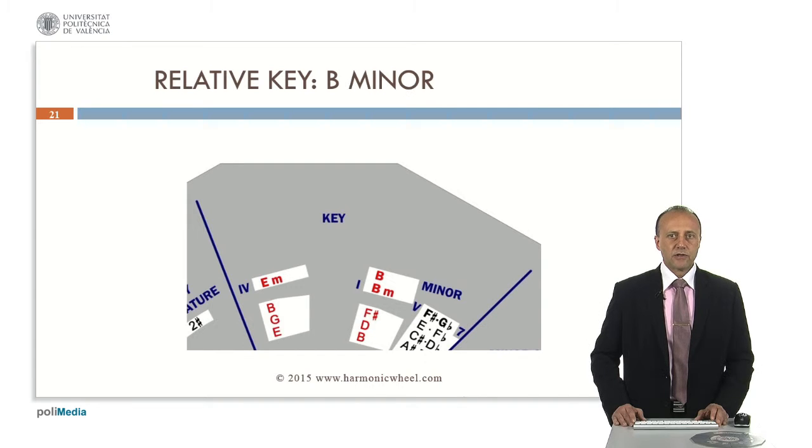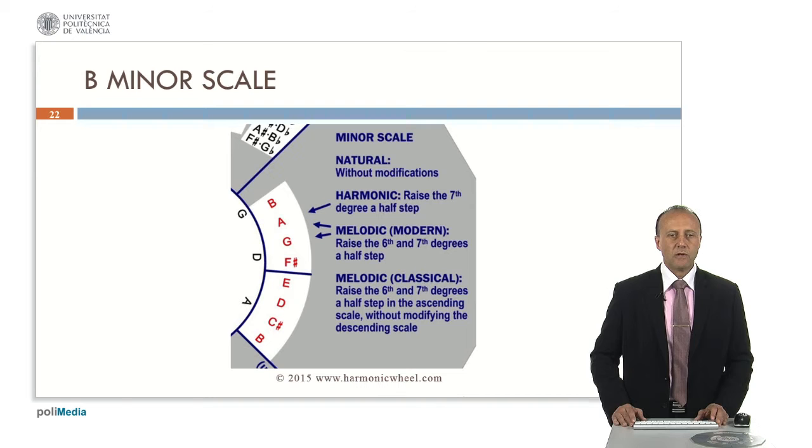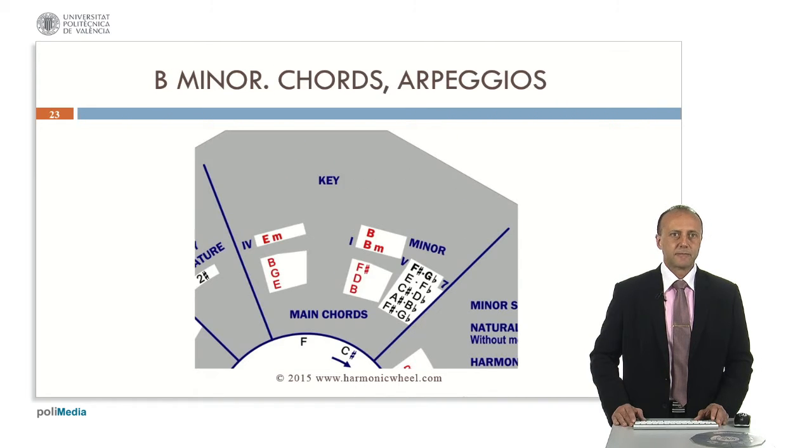If we choose the relative minor, B minor key, we find on the right the natural minor scale B, C sharp, D, E, F sharp, G, A, and B, as well as the instructions for obtaining the harmonic and melodic scales, both in the modern and classical versions.